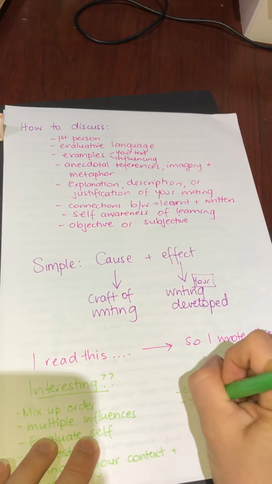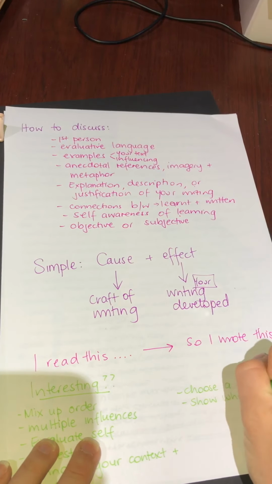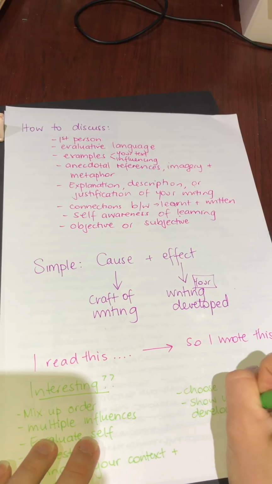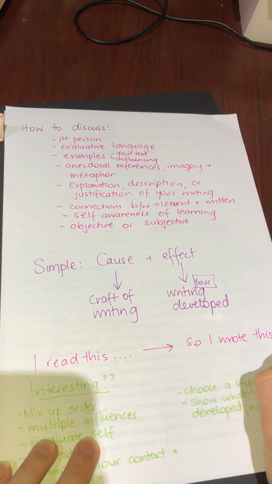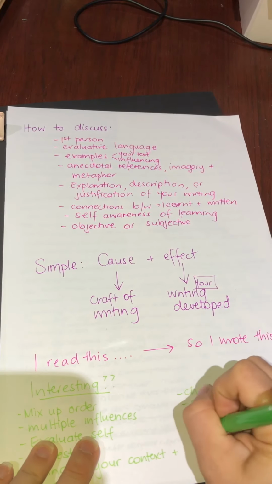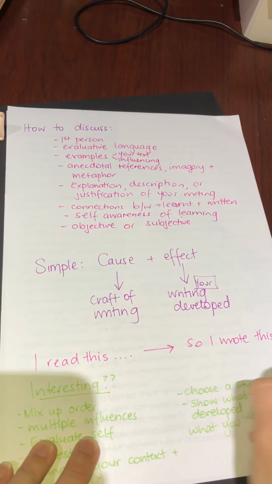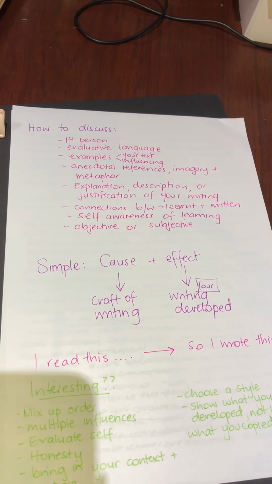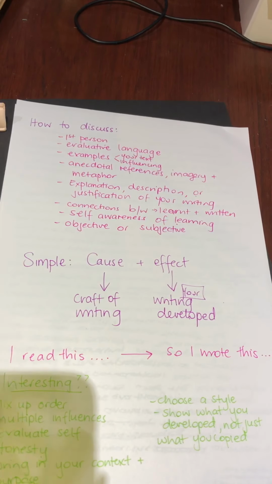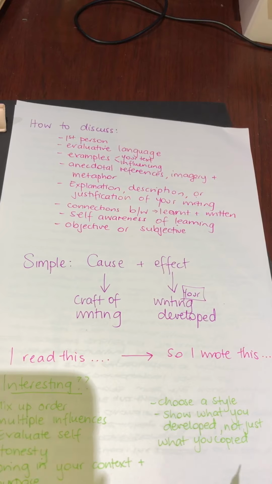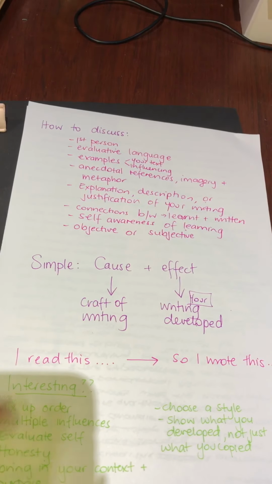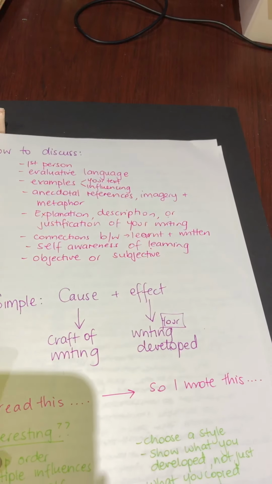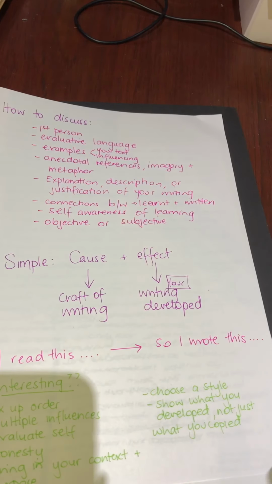Okay. Show what you developed, not just what you copied. It'd be really boring to read a reflection which just says, the composer did this, so I did the same thing. He went and did this, so I did the same thing. She used this, therefore I used the same thing. That's really boring, and it doesn't really show much development of writing. You're meant to be showing and reflecting upon how you have developed as a writer because of the craft of writing module.